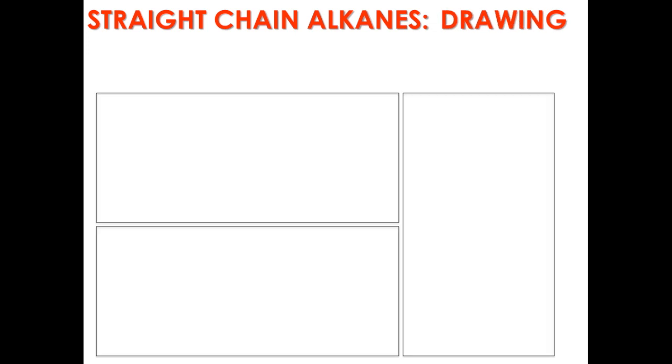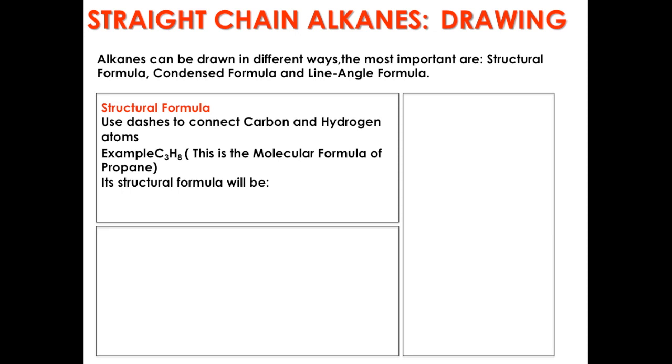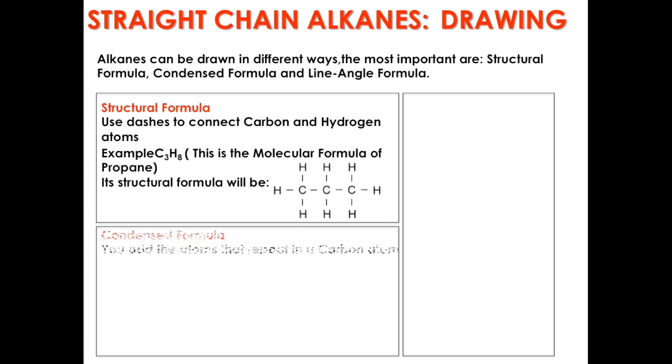The straight chain alkanes. Drawing. Alkanes can be drawn in different ways. The most important are structural formula, condensed formula, and line angle formula. Structural formula: use dashes to connect carbon and hydrogen atoms. The example here is the molecule of propane, which has 3 carbons and 8 hydrogens. The structural formula will be this one.